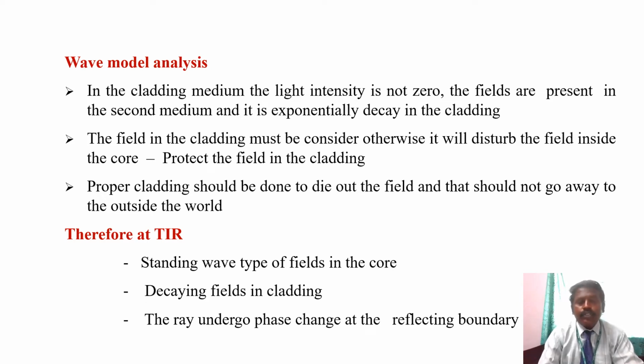The proper cladding should be provided to confine the field, and it should not go out to the outside world. So these three things we have to maintain in the cladding, so that we cannot get any disturbance for the core. Therefore: at total internal reflection, standing wave types of fields in the core, and third one, a decaying field in the cladding. Then the next one, the ray undergoes phase changes at the reflecting boundary.